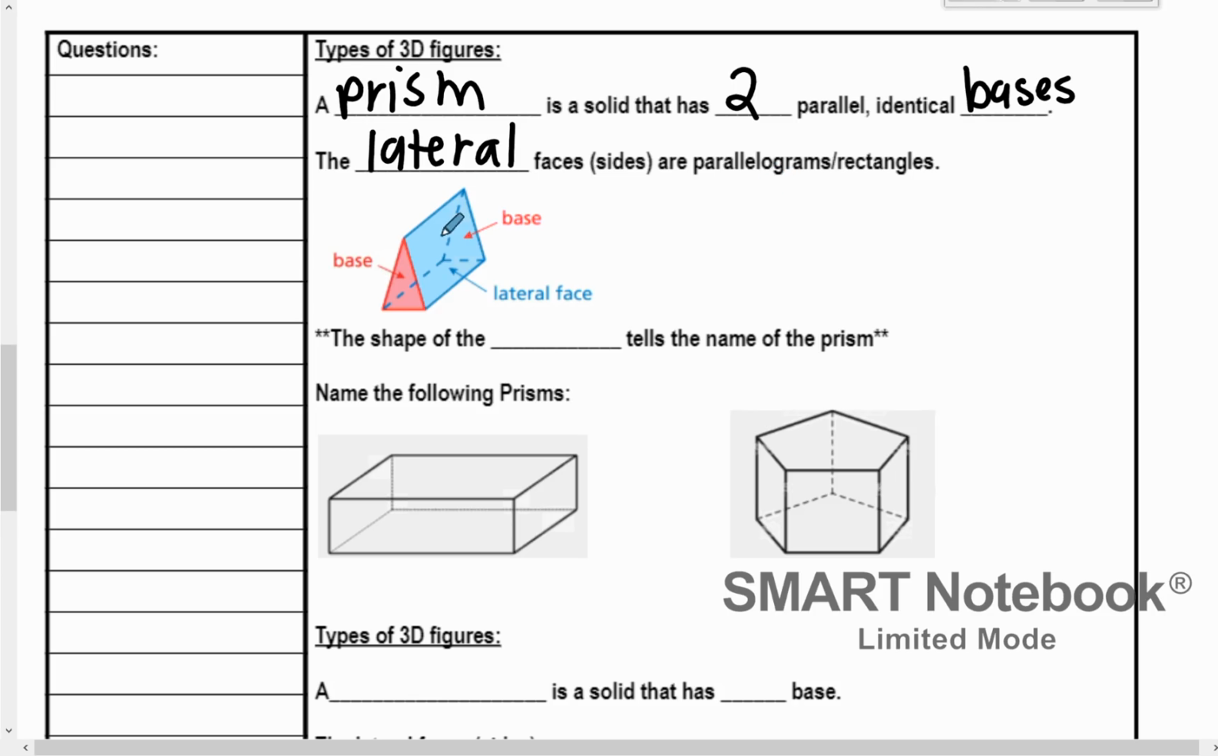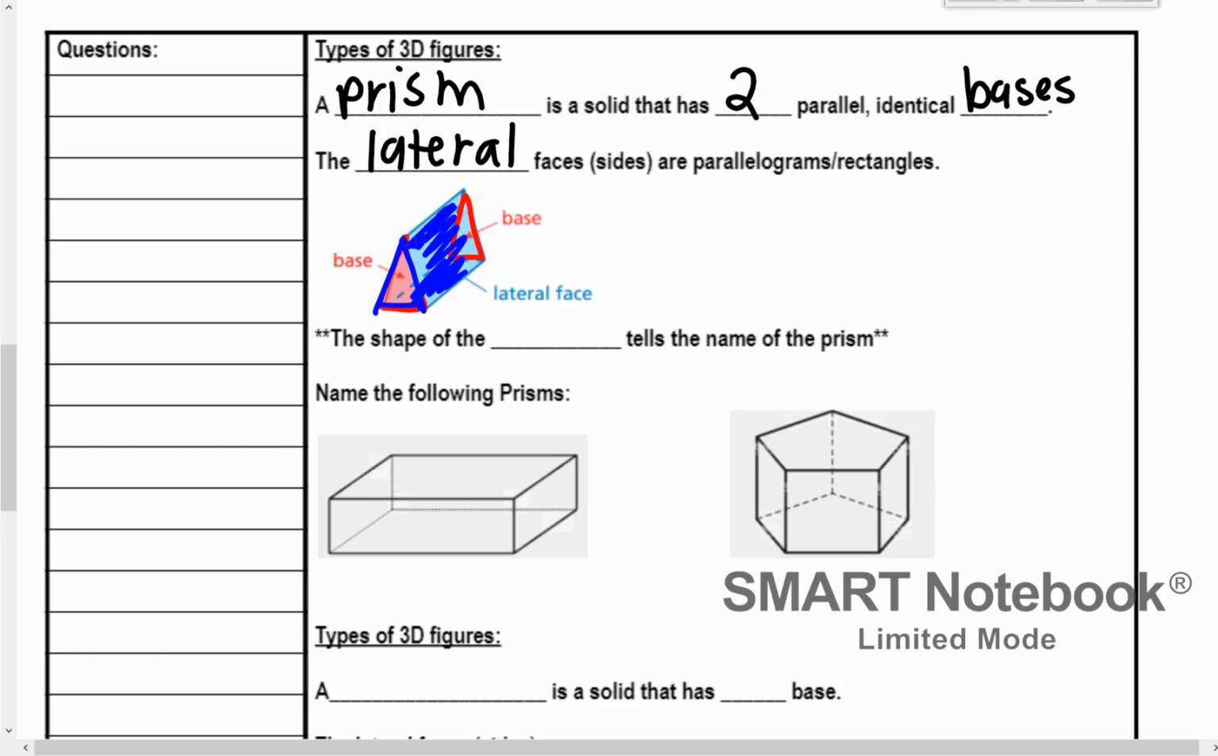So a prism has 2 bases. In this picture, we can see them in red. We have one in the front, one in the back, 2 bases. Okay, we have one lateral face on the right side, one lateral face on the left side, and one lateral face on the bottom. We have 3 lateral faces because our base is a triangle, and there's a lateral face that comes off of each side of that triangle.